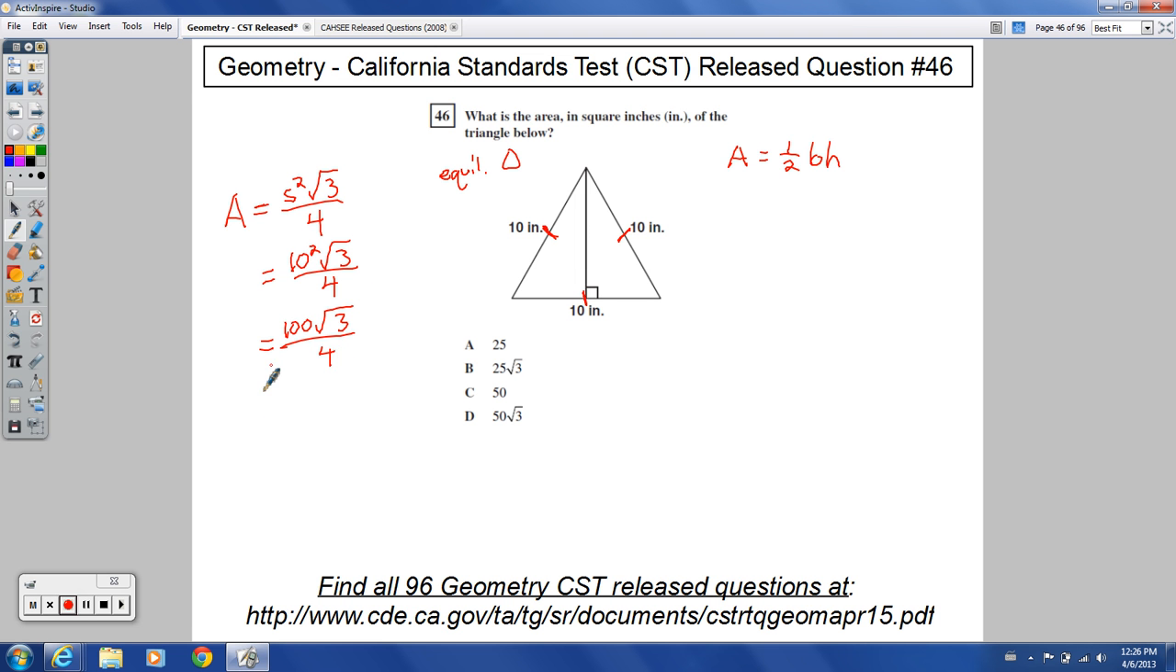And 100 divided by 4, it's like $1 divided by 4. You'd have 4 quarters there. You'd have 25 radical 3. This would be in inches squared. So that is your final answer.